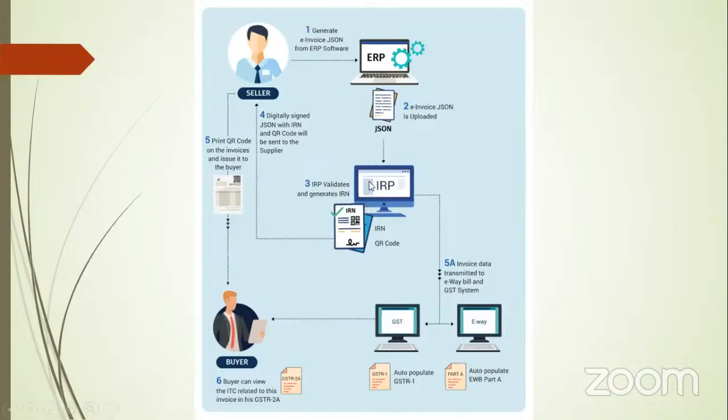Once the e-invoice is generated by the IRP, if an e-way bill is also applicable, it will go to the e-way bill portal. Once that is done, within 3 days of generation, it will go to the GSTR1 and auto-populate there. From there, it will auto-populate in the buyer's GSTR2A. And after filing your GSTR1, it will go to GSTR2B as well.